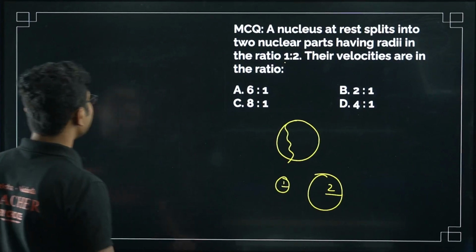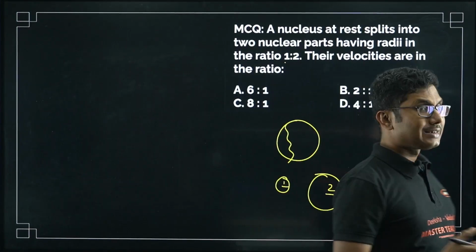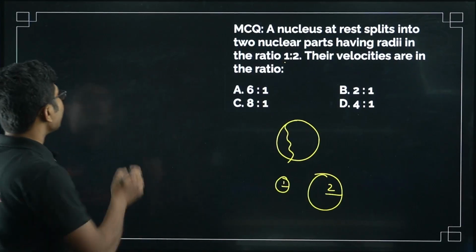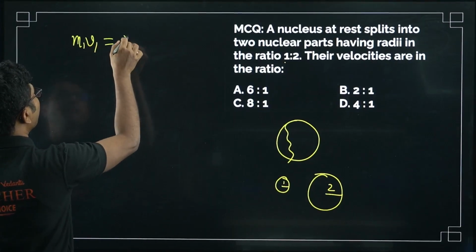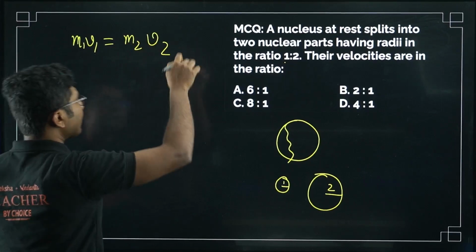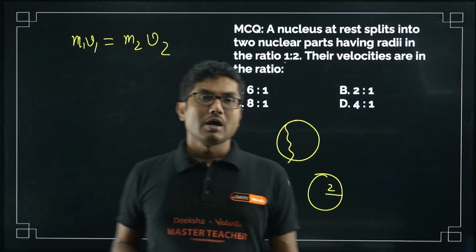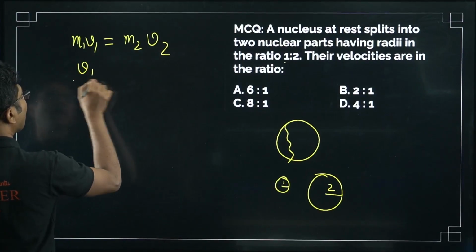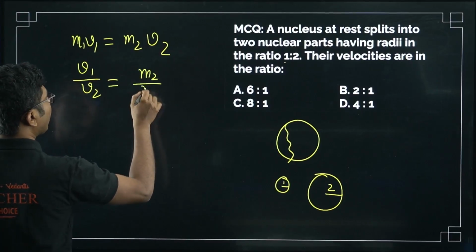To solve this, first of all you have to remember that the nucleus was at rest. That means once it splits into two parts, the linear momentum has to be conserved. So m1 v1 equals m2 v2. After the split, whatever their velocities will be, they are given by this relationship: m1 v1 equals m2 v2, or v1 by v2 is equal to m2 by m1.